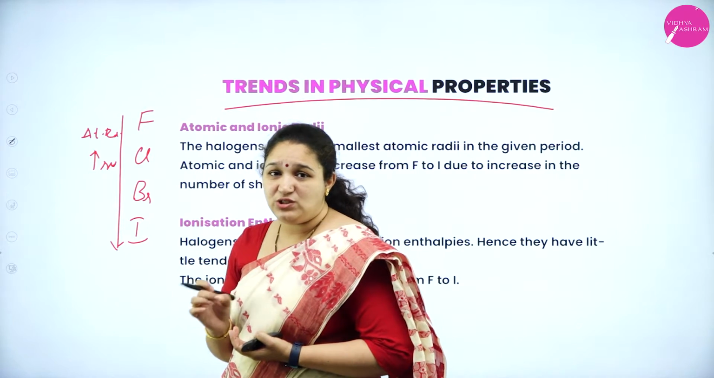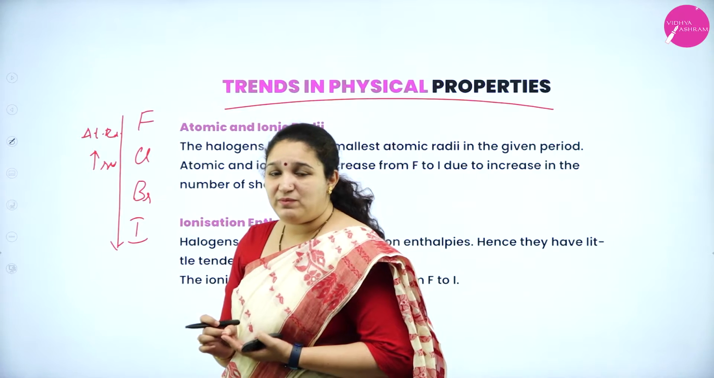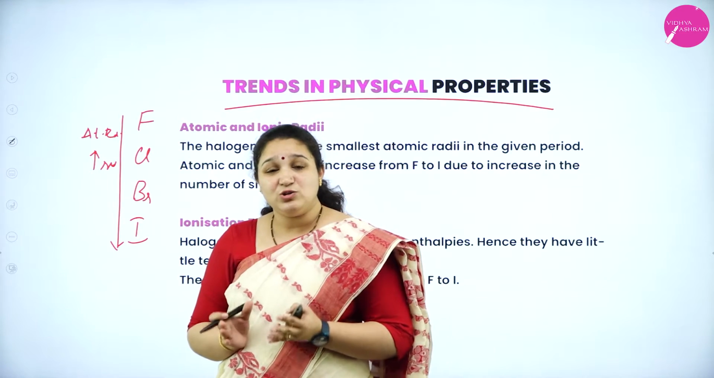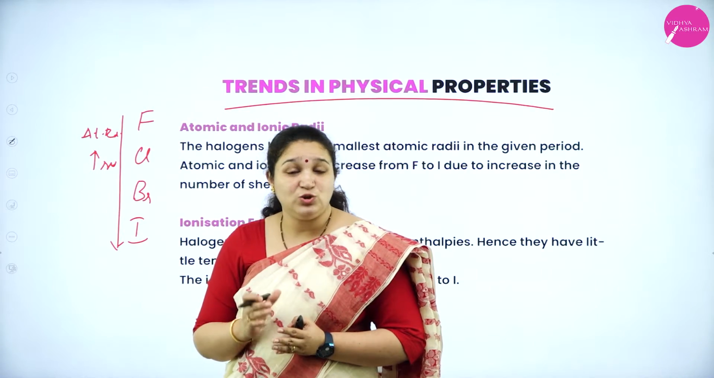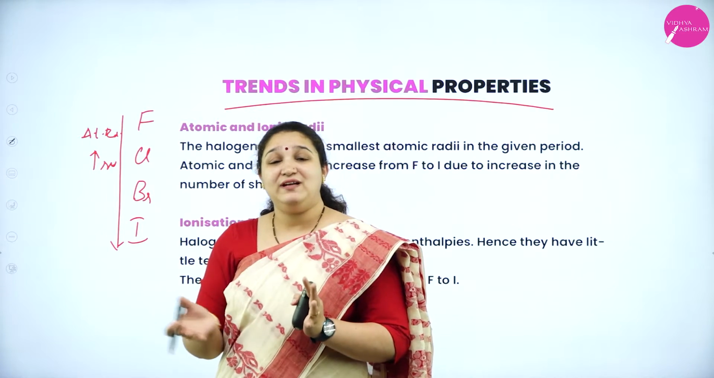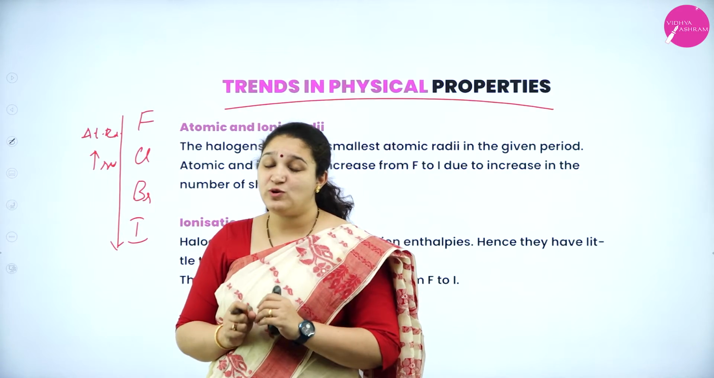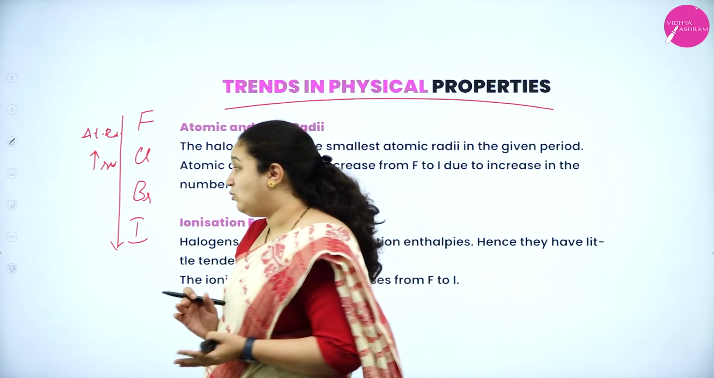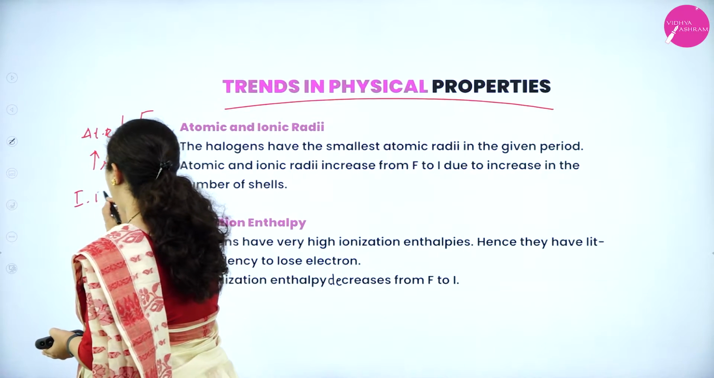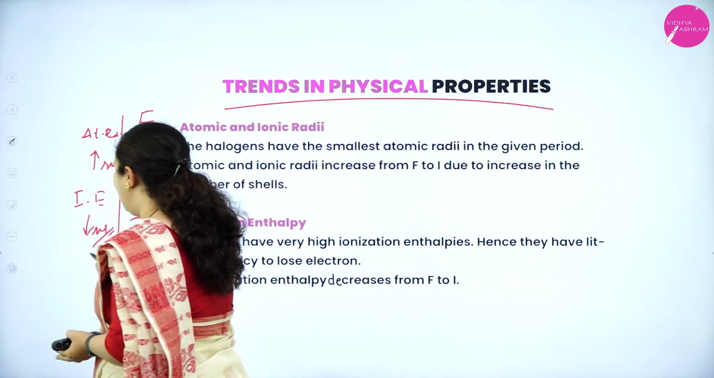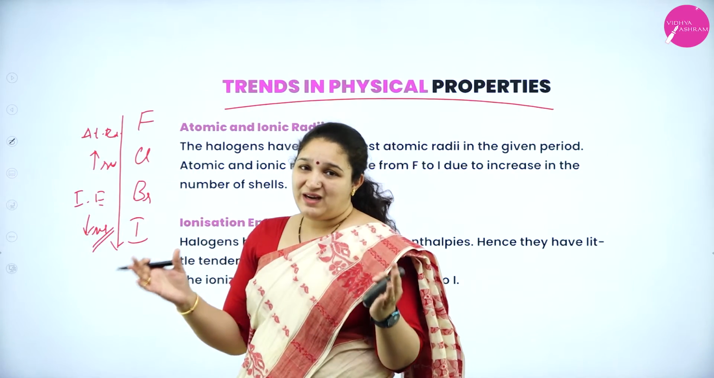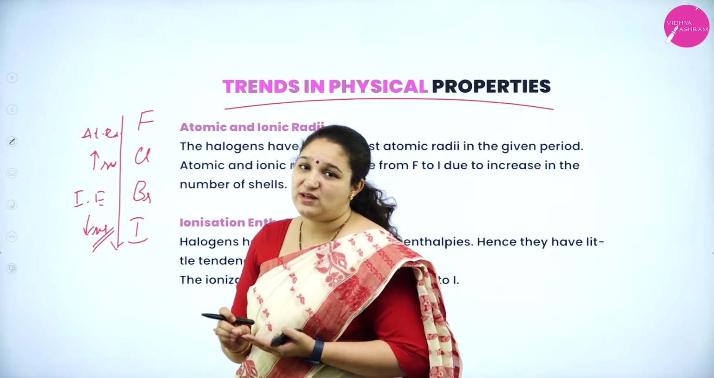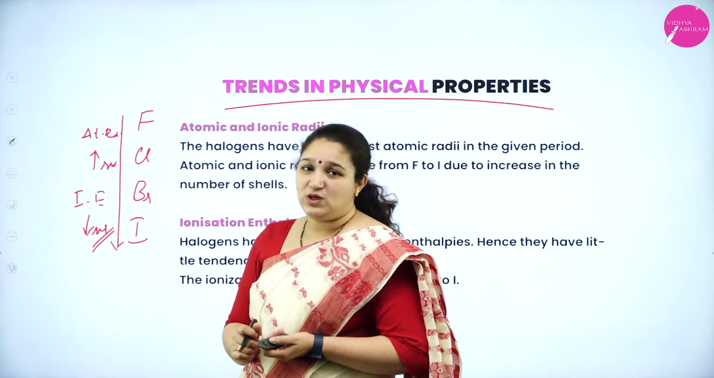Coming to ionization enthalpy. Ionization enthalpy means the amount of energy required to remove the outermost electron. But halogens have a very little tendency to lose an electron, because if it gains an electron, it will get octet. So it is easier to gain an electron than lose an electron. But as we come down the group, ionization enthalpy decreases. Why does it decrease? Because the atomic radius is increasing, it becomes a little easier to remove the electron, and thus ionization enthalpy will decrease down the group.